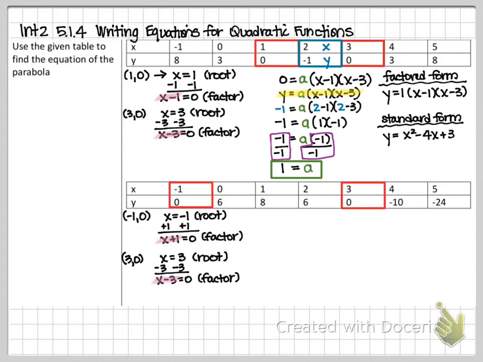Okay, so I was able to identify them from the table. Remember, x-intercepts is what we're looking for, so number, comma, 0. Then I'm going to rewrite those as roots. So x equals whatever the x value was at the x-intercept, and then rewrite them as a factor. So just take the number and put it on the same side as x. Okay, now from here, same process. I know that my factors are going to be x plus 1 and x minus 3.